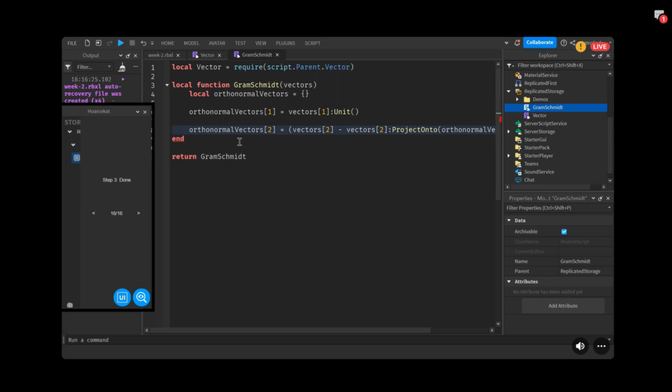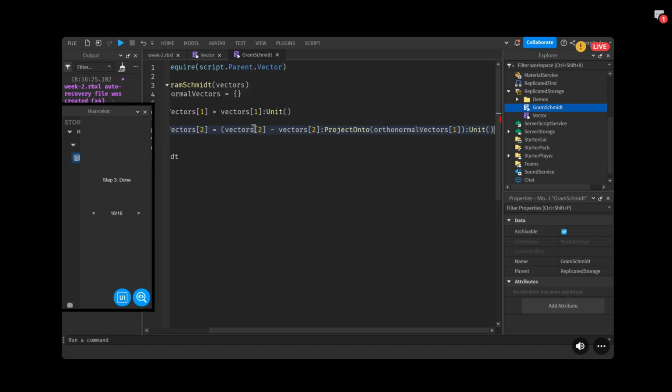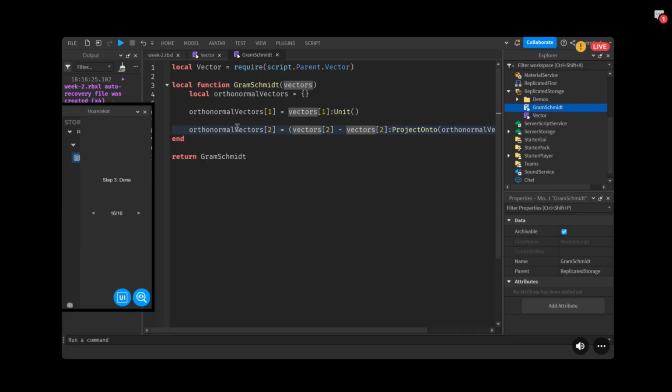So now we're writing a for loop to do this for every single vector. So for each vector in the vectors list, the first thing we're going to do, I should probably assert that the vectors is a table of 3 vectors. Not necessarily. Okay, maybe I wasn't clear.